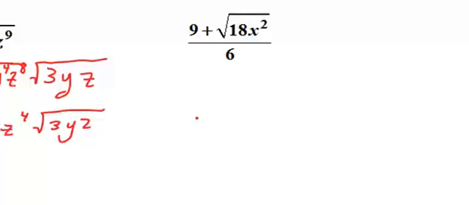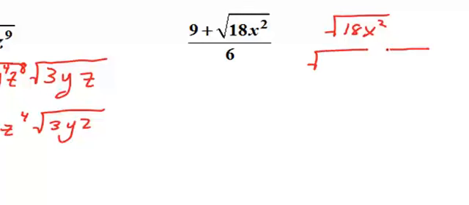This problem's a little different. What I'm going to do is, if I work on this within this fraction, I think it gets a little confusing. I'm going to take the square root of 18x squared, and I'm going to simplify that. Perfect squares, whatever's left. 9 goes into 18 2 times. X squared is a perfect square. So we get 3x times the square root of 2.